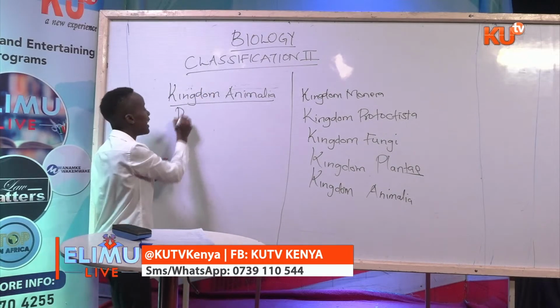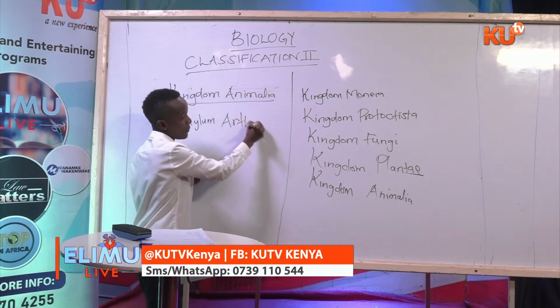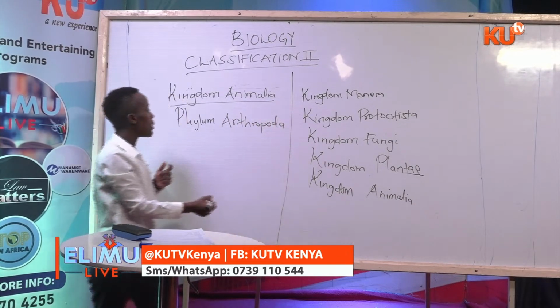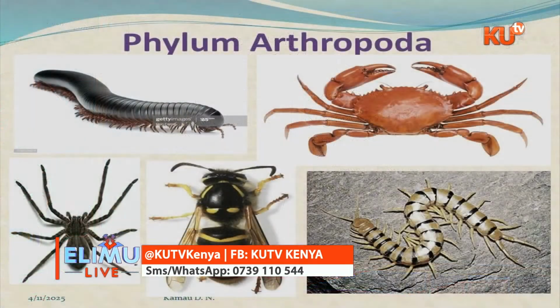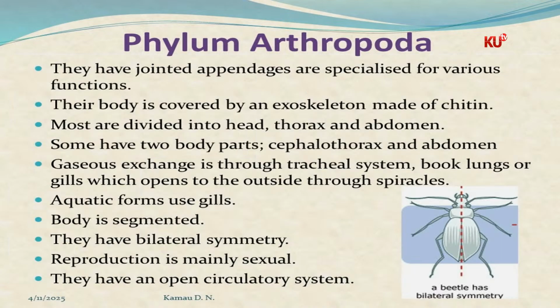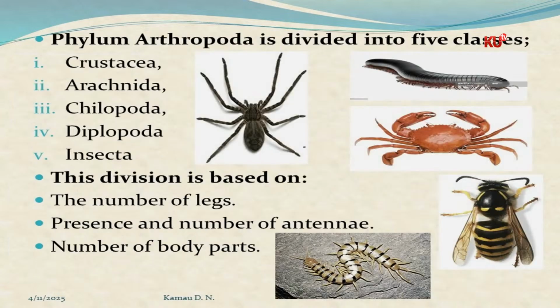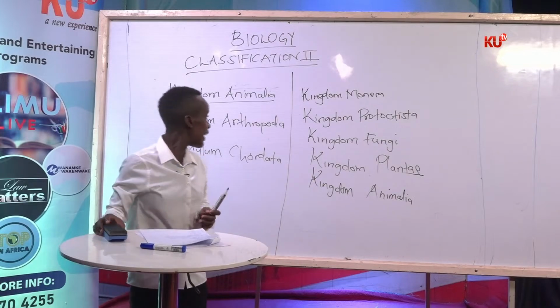We have Phylum Arthropoda and we have Phylum Chordata. Those are the two key phylums which we deal with in classification 2 under kingdom Animalia. Our key interest today will be Phylum Arthropoda. That is what we are going to major on today, learners.